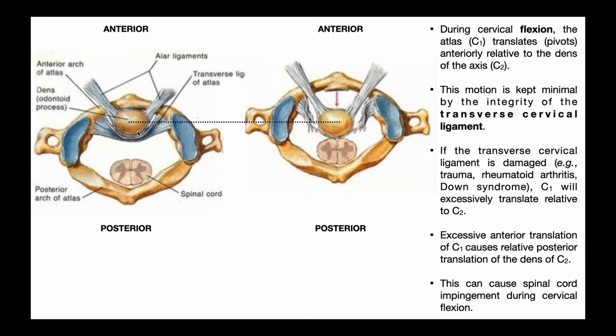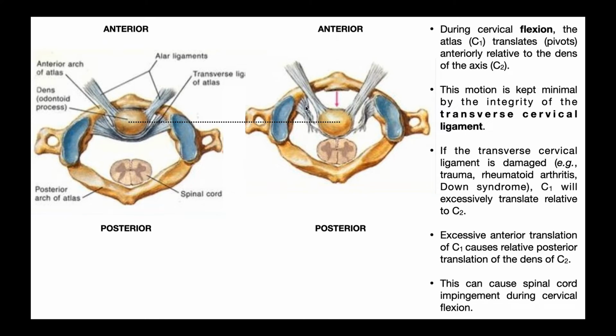Why is it important that that dens remain in contact with the anterior tubercle? Because look what is directly posterior to the dens. This is your vertebral canal. What's in the vertebral canal? You can see it right there. That is the spinal cord. You might already be able to guess where this is going.